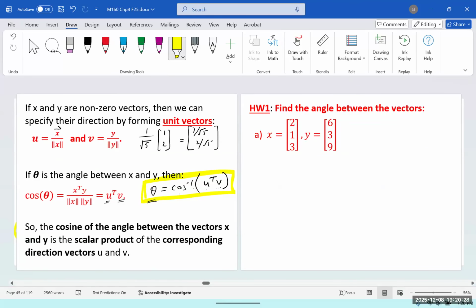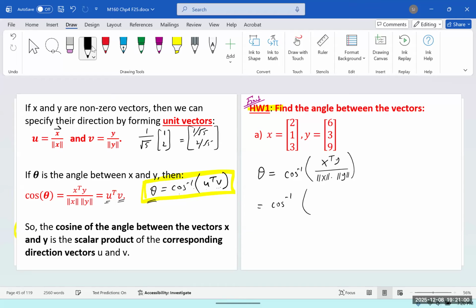Now let's do one example. This is our first example for the final exam. Find the angle between two vectors. You need to remember your formula: theta is cosine inverse of x transpose y divided by norm of x times norm of y.